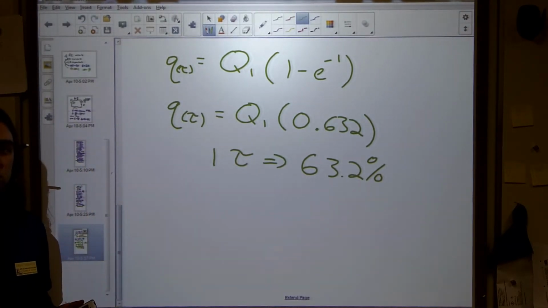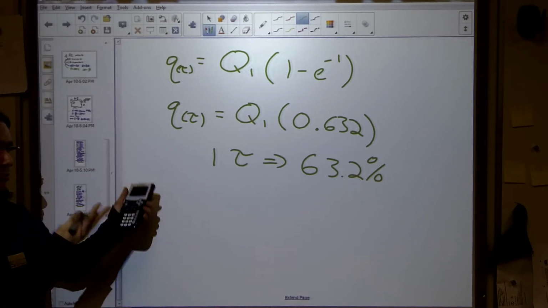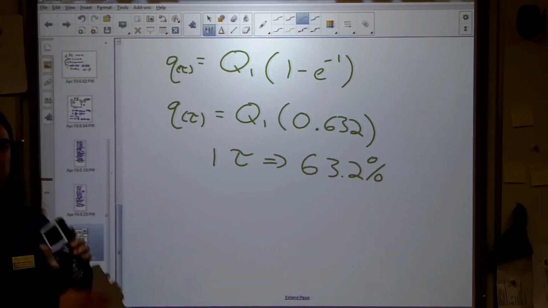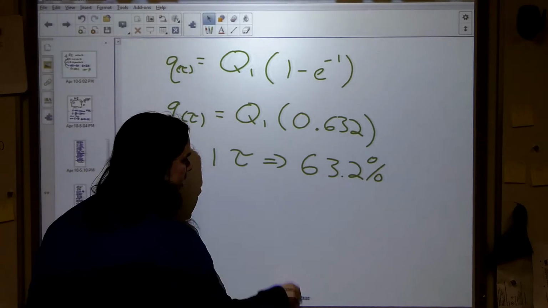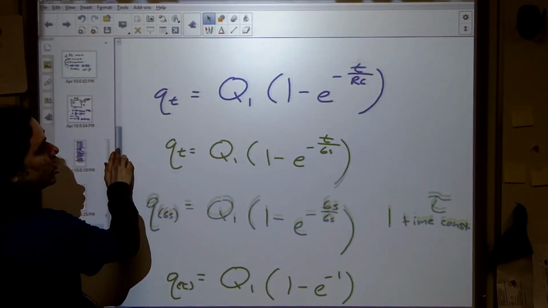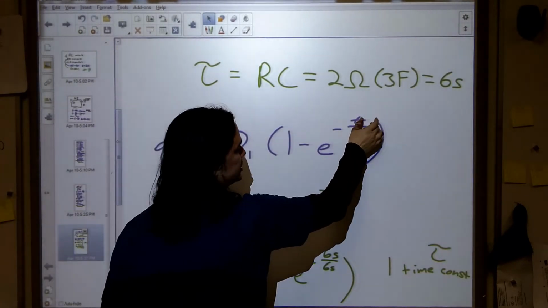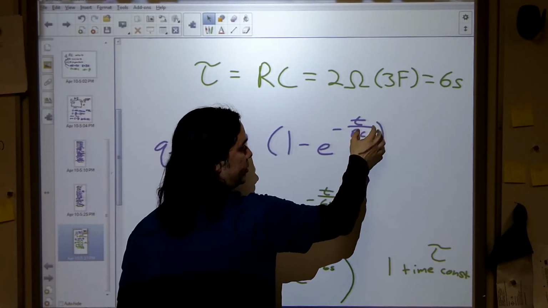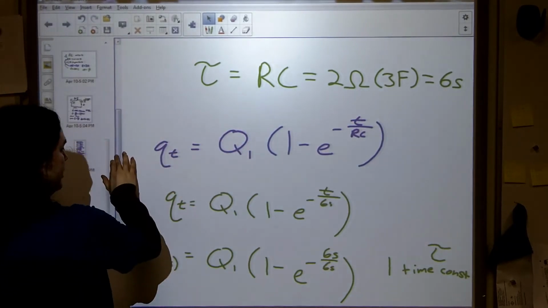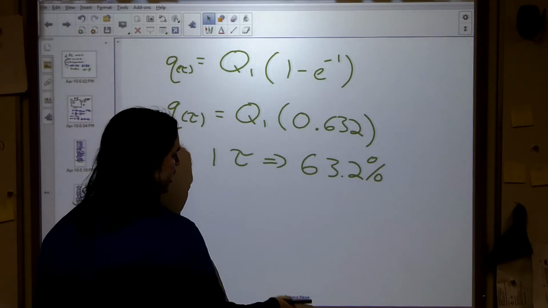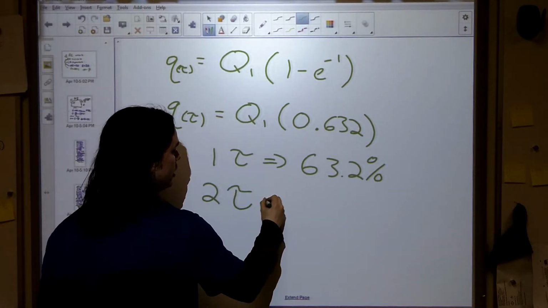Here's where the time constant is useful. I made up some stupid numbers to get 6 seconds. Could be any number, because tau is going to be equal to RC. Well, if I put RC in, I have RC divided by RC, it becomes 1, negative 1. Here's where the time constant continues to be useful.